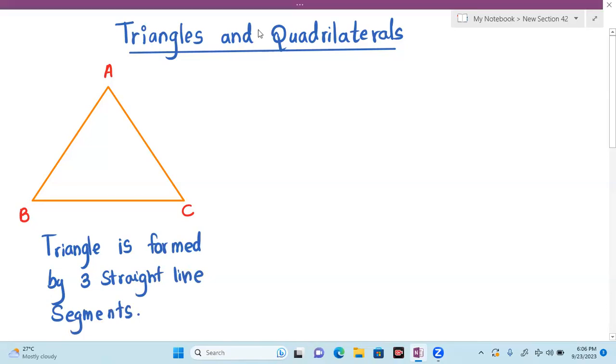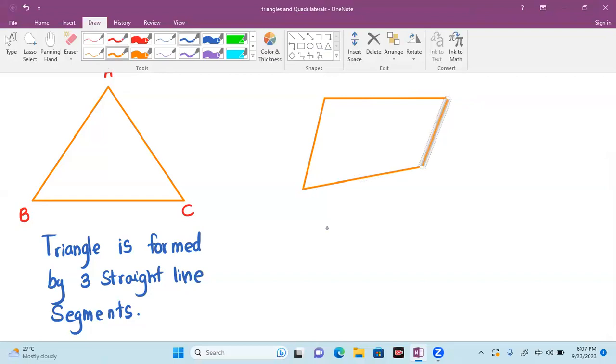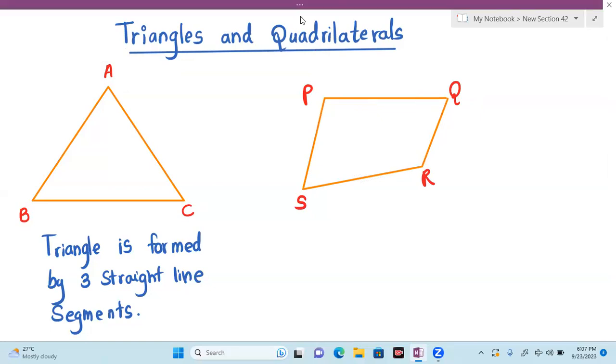When we consider the quadrilateral, it is formed by 4 straight line segments. By intersecting 4 straight line segments, there's no special way to meet or intersect. They can intersect like this. A shape which is formed by 4 straight line segments is called a quadrilateral. A quadrilateral also can be named using English capital letters P, Q, R, S. These English capital letters are written at the vertices of this quadrilateral, or we can call them the corners.